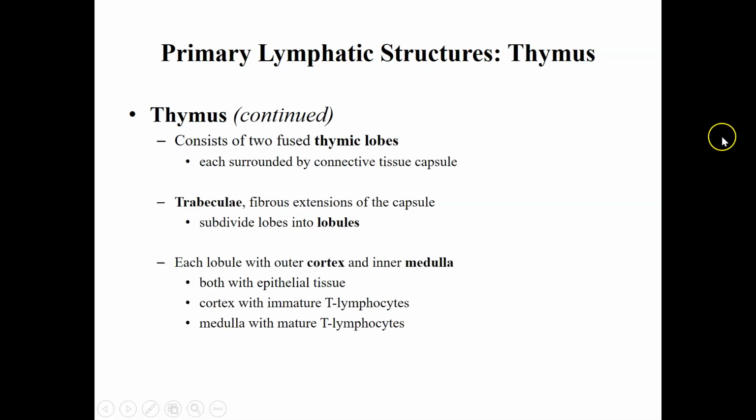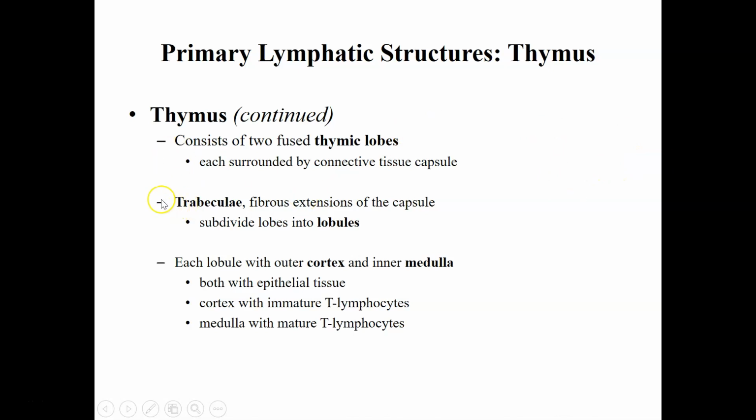A little bit about the anatomical features of the thymus. As I mentioned, there are two lobes, left and right. And the thymus is encapsulated, so it's a primary lymphatic organ. It has a capsule, a fibrous connective tissue capsule.